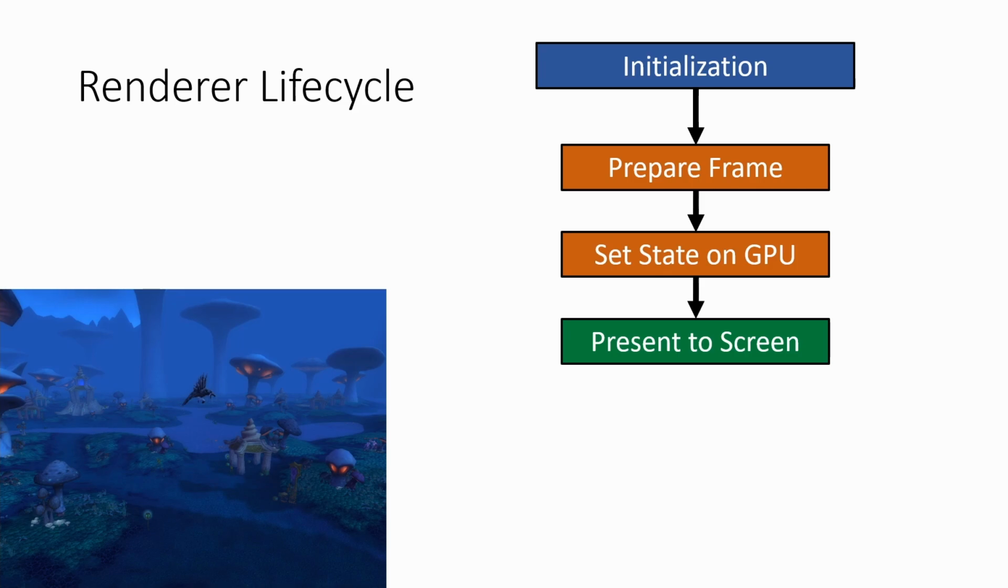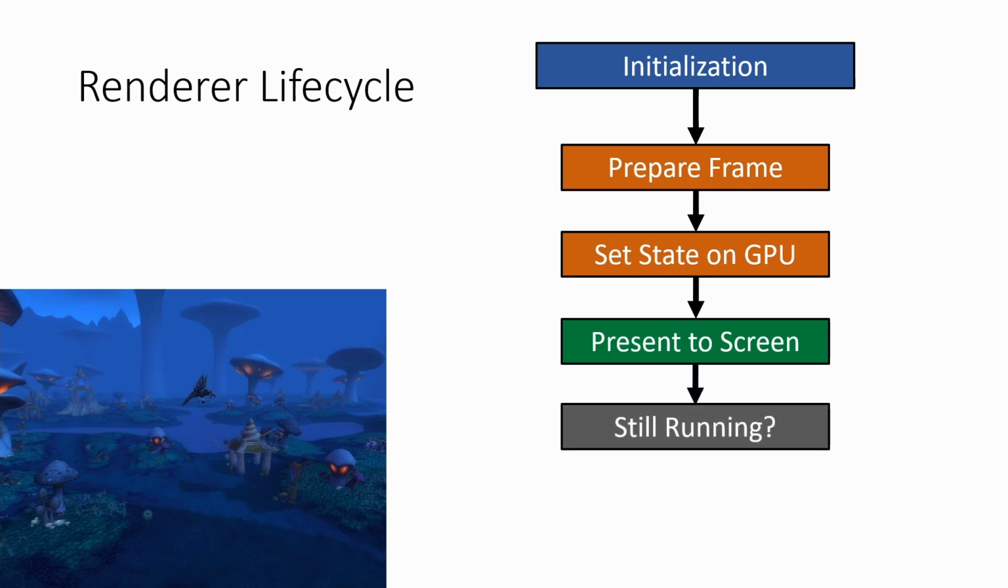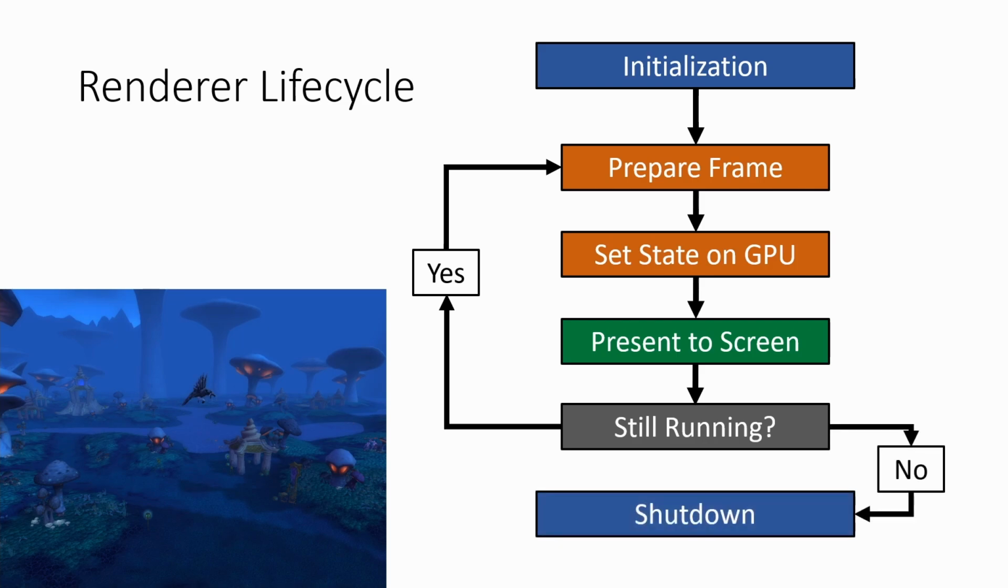And so this presentation to screen is the final step for a specific frame. After that, we check to see if we are still running. And this is sort of the end of the loop. So the prepare frame is the beginning of the loop, and the check to see if we're still running is sort of the end. And so if we are still running, then we loop back to prepare the next frame and continue on within this loop as long as we're still running. If we are no longer running, in other words, a shutdown command has been sent, then we're going to go ahead and call any shutdown processes that are required for the particular renderer. So that pretty much is a high level of the renderer lifecycle, at least on the surface.